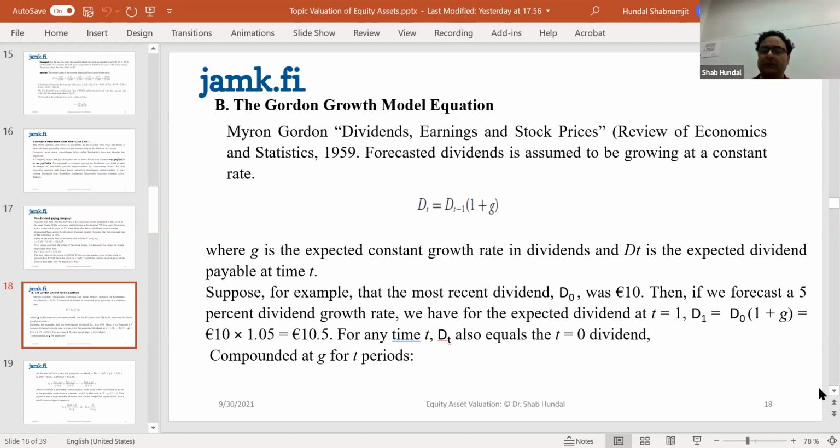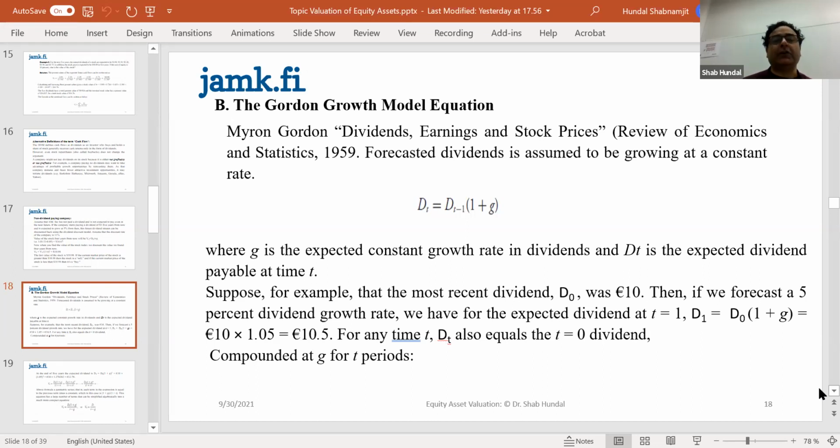The Gordon growth model, which we have discussed already, comes from a very famous article published in the Review of Economics and Statistics in 1959. It's one of the classics in the field of finance. I have to check, I think I have this article somewhere in my folders. Forecasted dividend is assumed to be growing at a constant rate. So we assume that the dividend is growing at a constant rate.